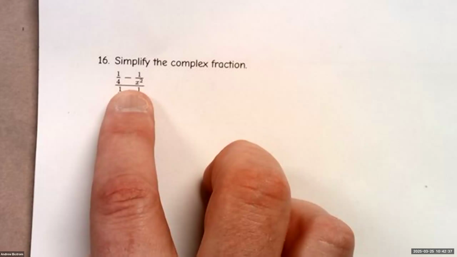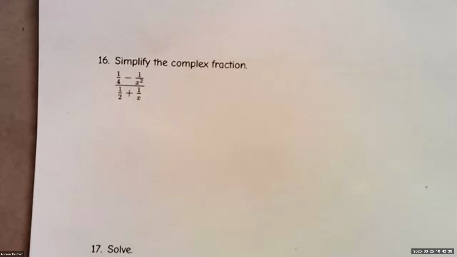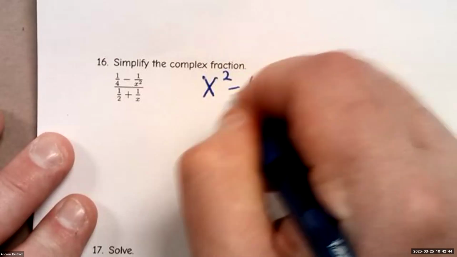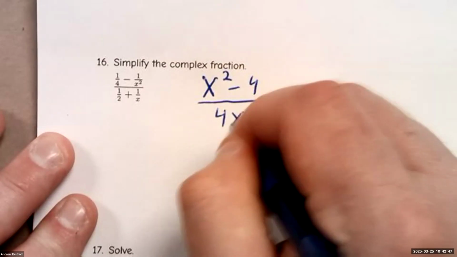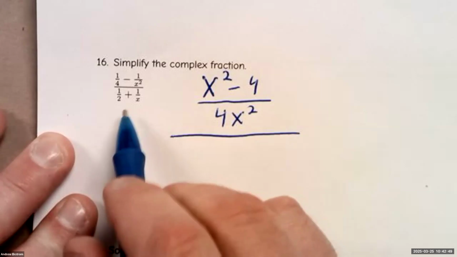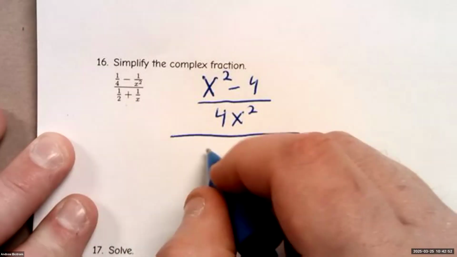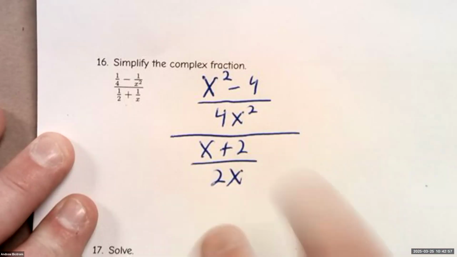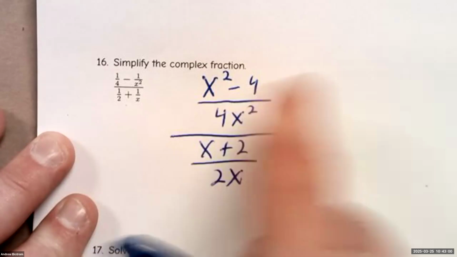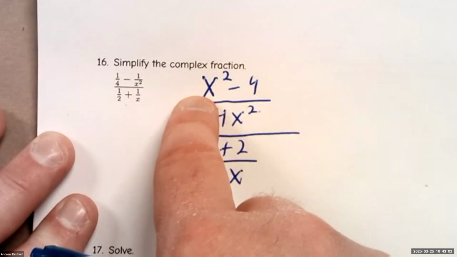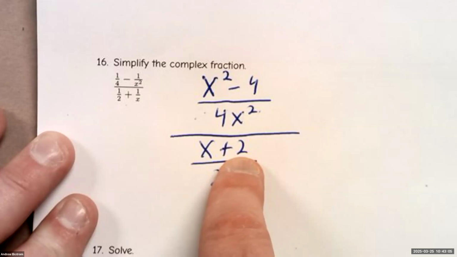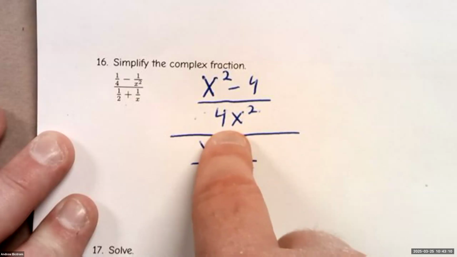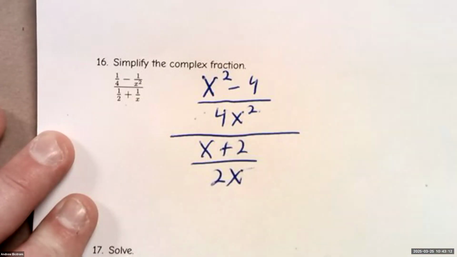With this one, do we like fractions? No. So on the top, you end up with x squared minus 4 divided by 4x squared, with the denominator, and then you flip it, factor that. The x plus 2 cancels out with the x plus 2 here, so you have x minus 2 up on the top. 2x cancels out with 4x squared, so things happen there.